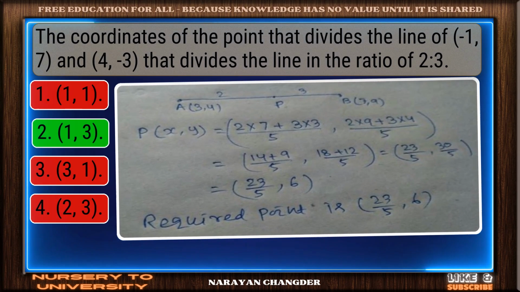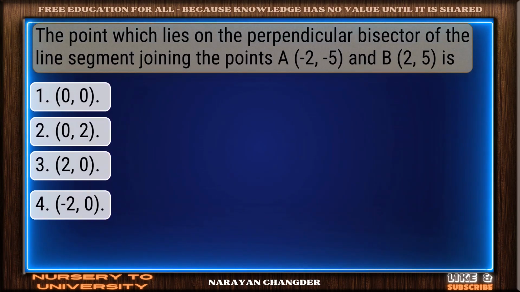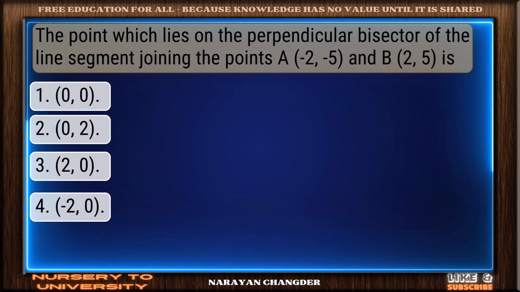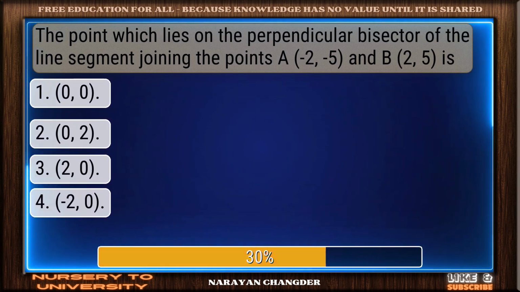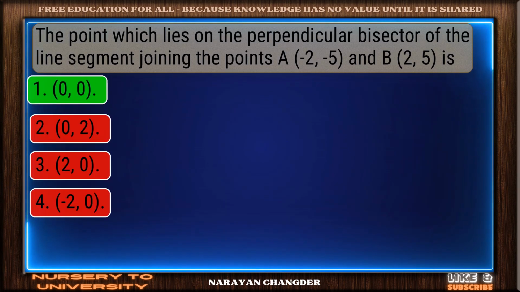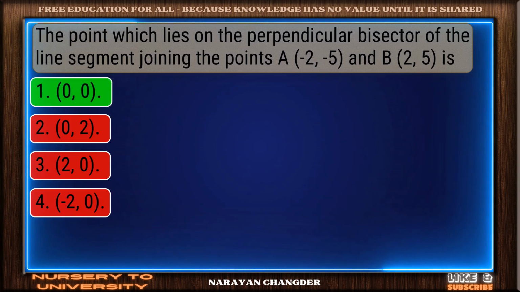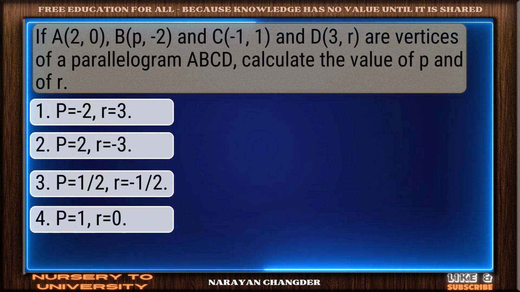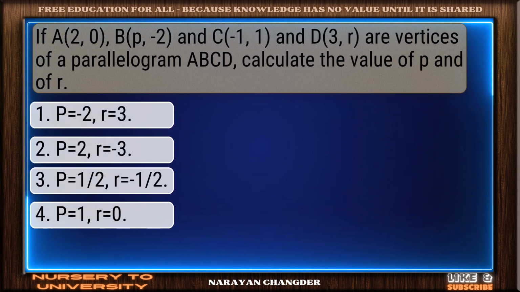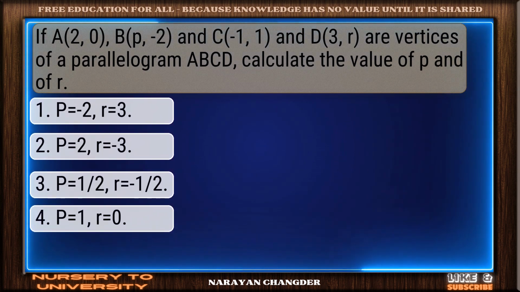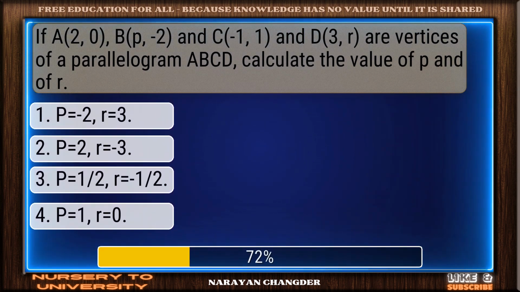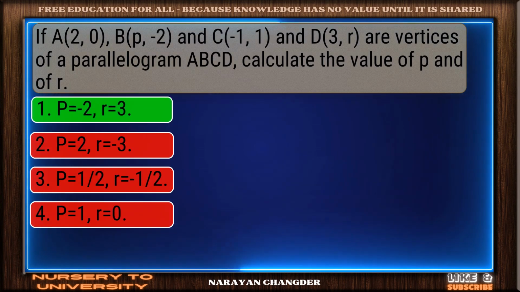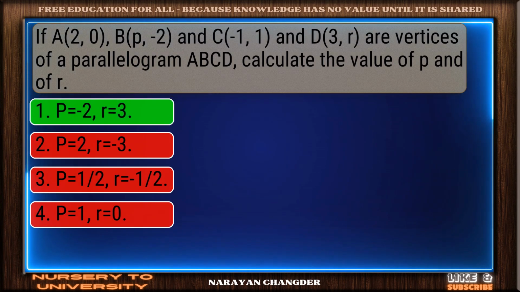Exactly, makes sense. The point which lies on the perpendicular bisector of the line segment joining the points A and B is. Well reasoned. Is correct. If A, B, C and D are vertices of a parallelogram ABCD, calculate the value of P and of R. You're right. P equal to 2, R equal to 3 is correct.